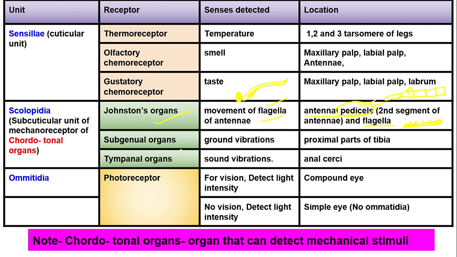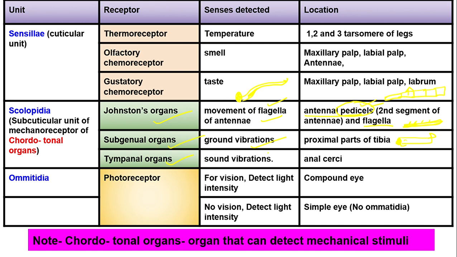Next one, the subgenual organ. Subgenual organ is going to sense the ground vibration, that is no activity, nothing is there, only the ground vibration. Where it is present? Proximal part of the tibia. What is tibia? If you remember, that is the largest leg part of the cockroach. In that also, this is proximal and this is distal. In the proximal part, what is present? Your subgenual organ will be present.